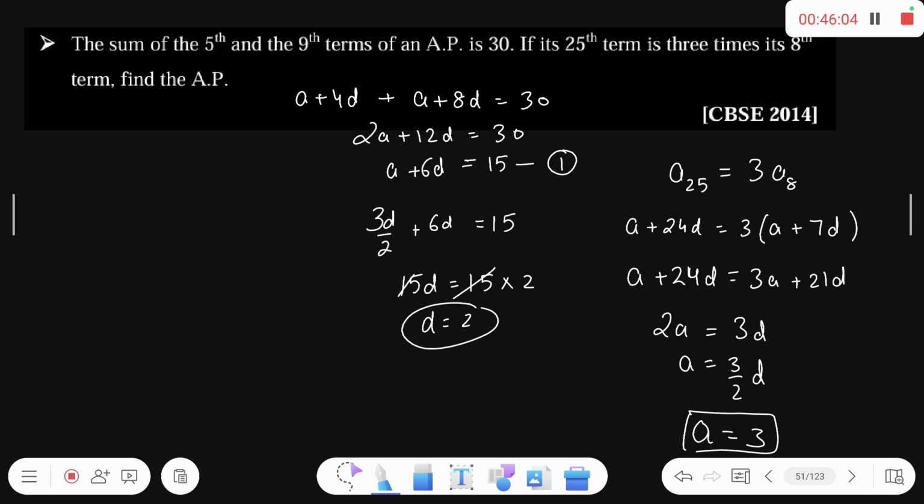Okay. Now you can find the AP. First term is 3, second is 5, and 5 plus 2 is 7. So this is your AP.